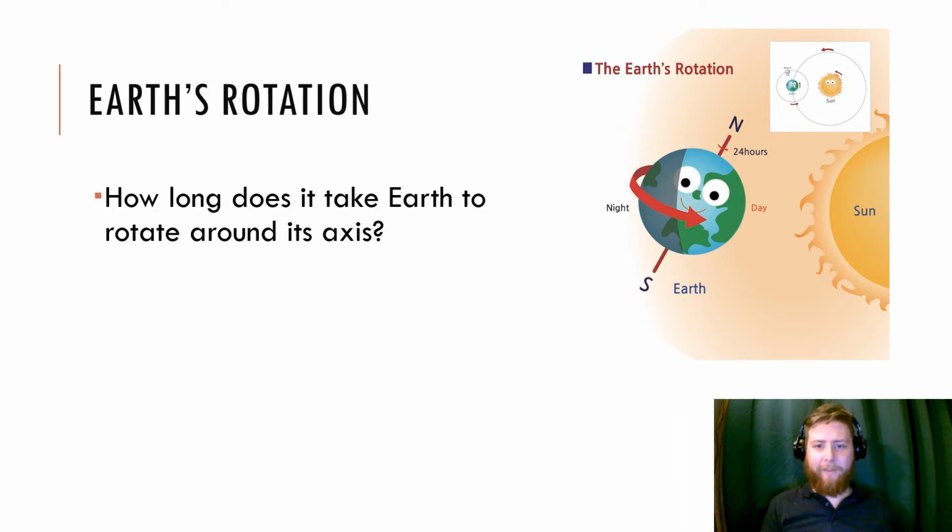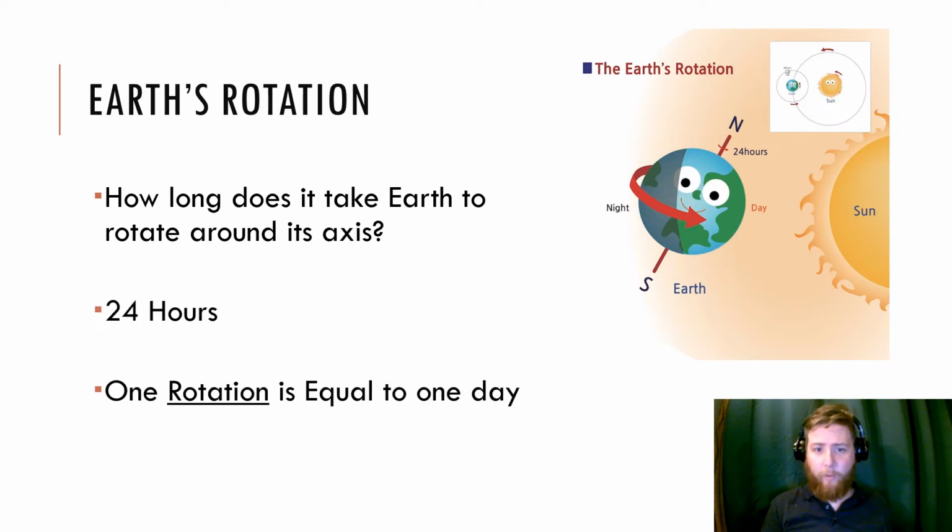All right, Earth's rotation. Now, how long does it take Earth to rotate around its axis? And rotate is that spinning motion. Well, it takes 24 hours. One rotation on Earth is equal to 1 day. We're going to talk about revolutions, and that's Earth moving around the sun. But for right now, we're just talking about the Earth itself spinning.